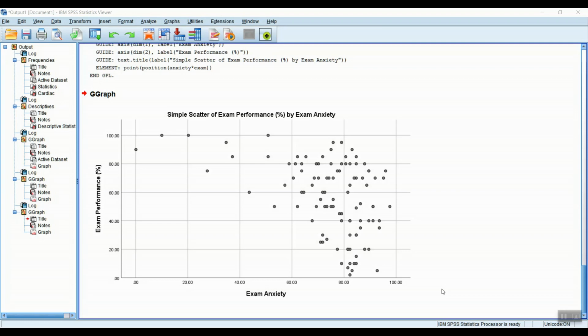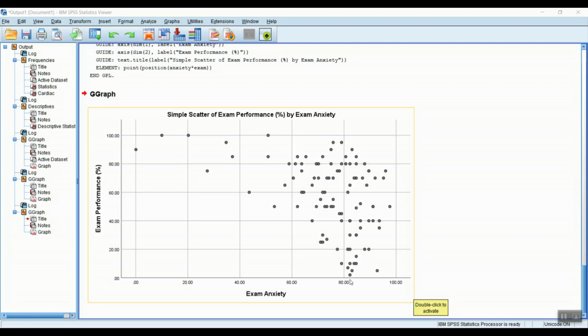So now we look at the output window and we're looking at this new graph over here, which is a scattergram showing the relationship between exam anxiety and performance. And what this shows is the relationship between people's score in exam anxiety and performance. We can see here that most people have high levels of exam anxiety. Exam anxiety is measured from 0 to 100. Most people have scores up at this end, 80 or more. In terms of exam performance, we can see quite a spread of marks going from 100 down to almost 0.